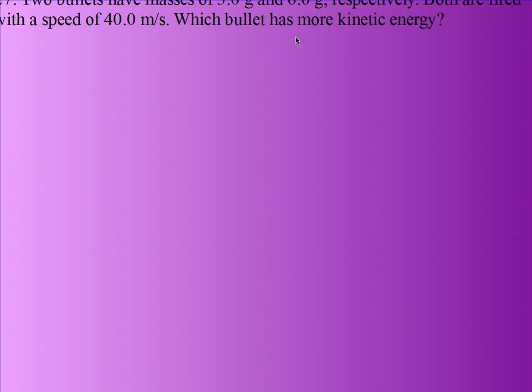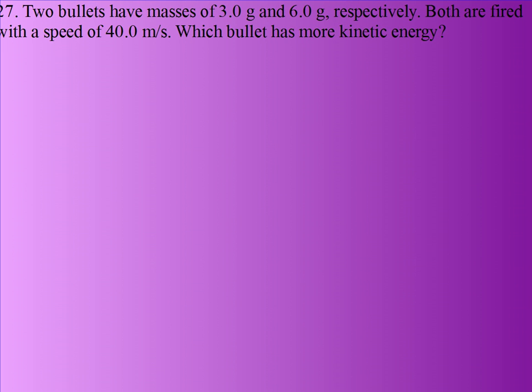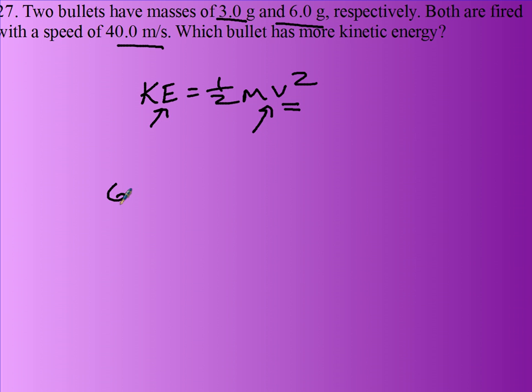Now, let's look at these. I like these comparison ones. I have 2 bullets. One has a mass of 3 grams and one has a mass of 6 grams, and both have the same speed. Which one has more kinetic energy? Kinetic energy is 1/2 mv squared. Now the beauty of this one is you don't have to actually do any calculation. If they have the same speed, the one with the greater mass will have the greater kinetic energy. So the 6-gram bullet is going to have more kinetic energy. In one of the few cases, I'm not going to make you do an actual calculation.